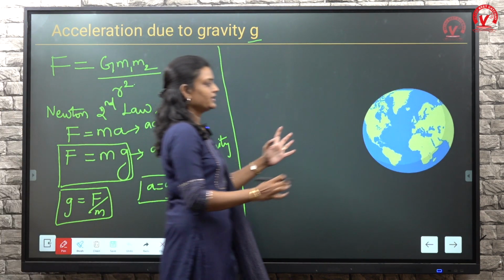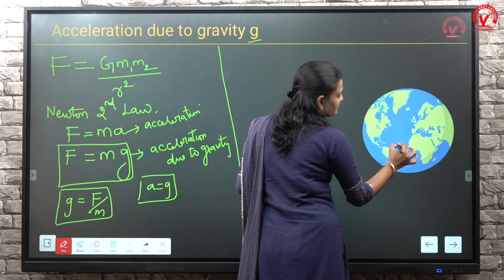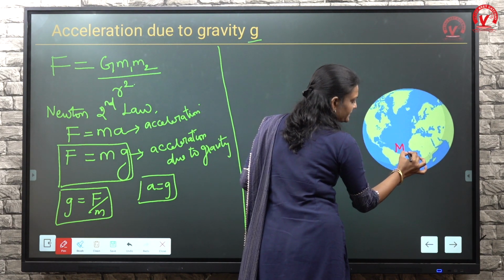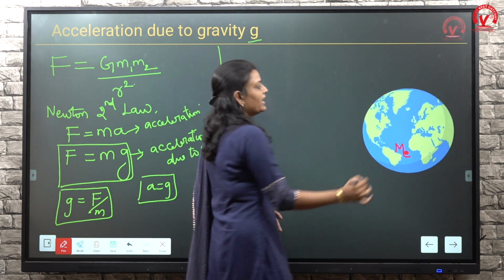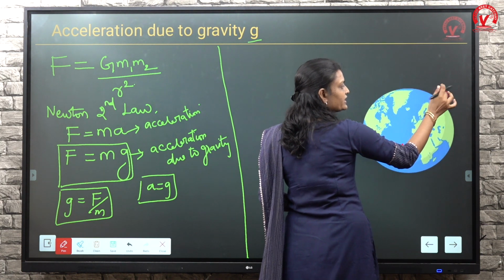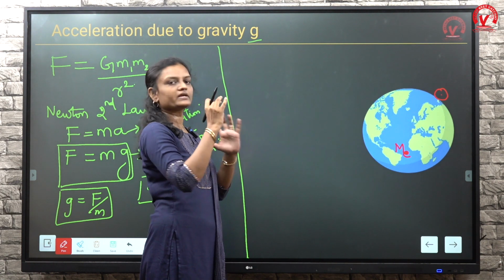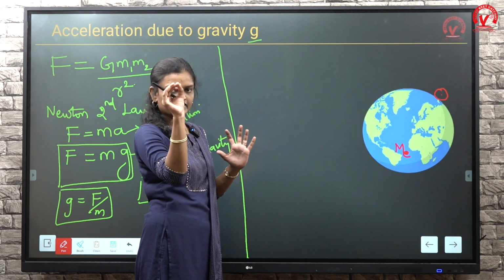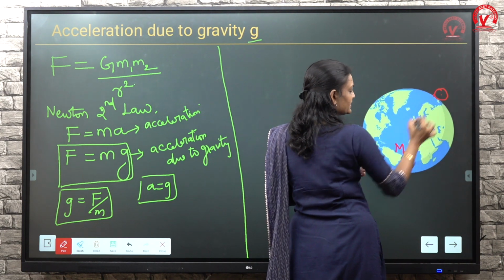Now consider the earth. I am going to keep the mass of the earth as Me. Here our aim is to find the acceleration due to gravity for this particular object. I am keeping the object on the surface of the earth.